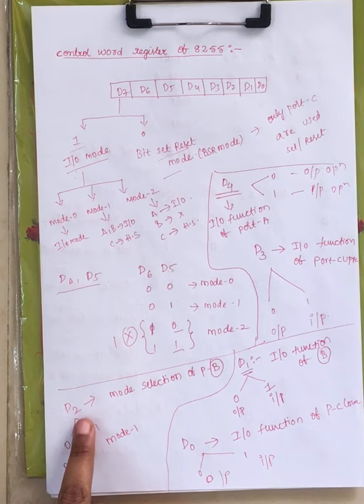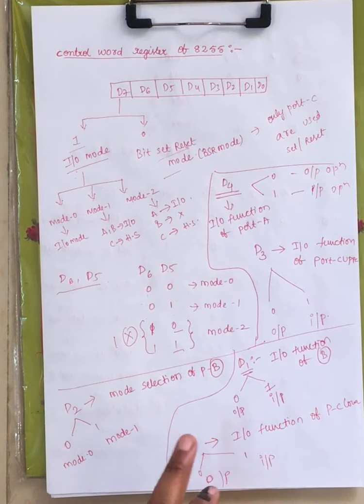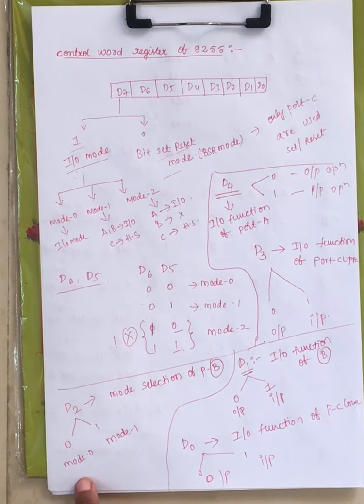Now coming to D2, right? As we have seen under the 3 different modes, port B will be operative under mode 0 and mode 1 only. It doesn't operate under mode 2, right? Now D2 is the mode selection bit of port B. This specifies whether port B is under mode 0 or mode 1, right? When it is logic 0, it indicates port B is under mode 0. When it is logic 1, it indicates port B is under mode 1, right? D2 is the mode selection bit of port B.